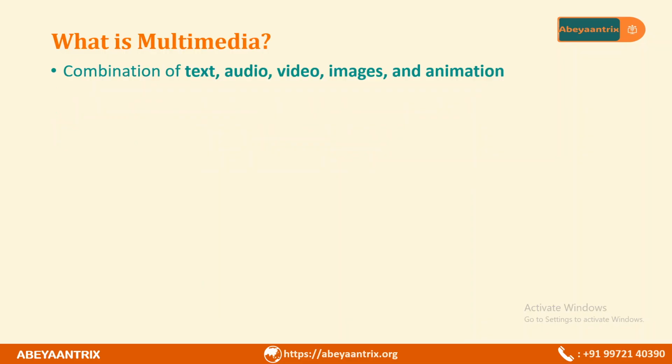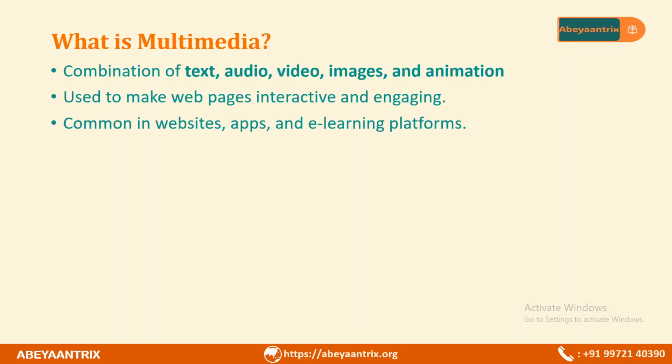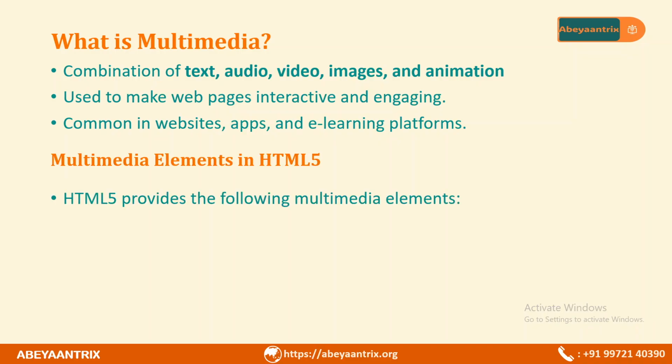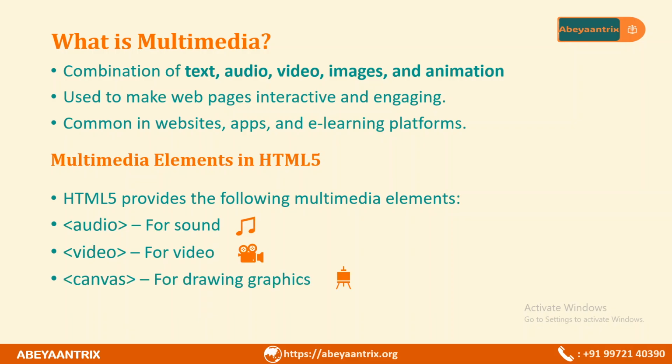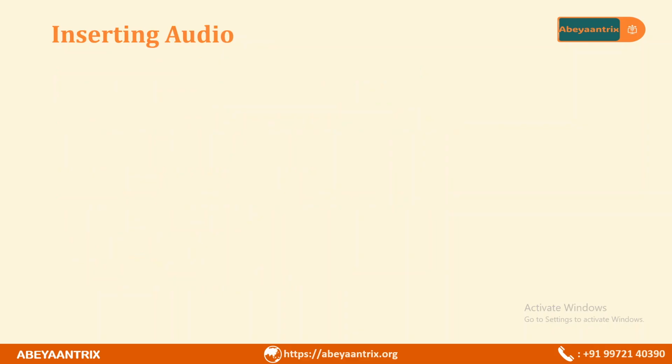Text, audio, video, images, and their combination. It is used to make web pages interactive and engaging, common in websites, apps, and e-learning platforms. So what are the HTML5 multimedia elements? The first one is audio for sound, then video, and next canvas. These are the main things we use for HTML5 multimedia content. Let us move on to understanding audio.